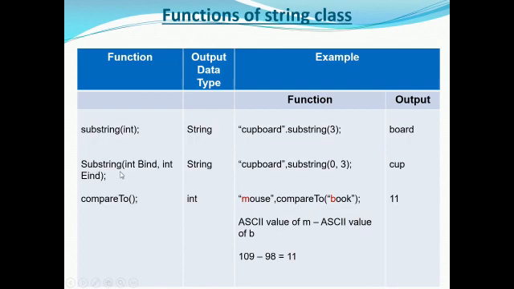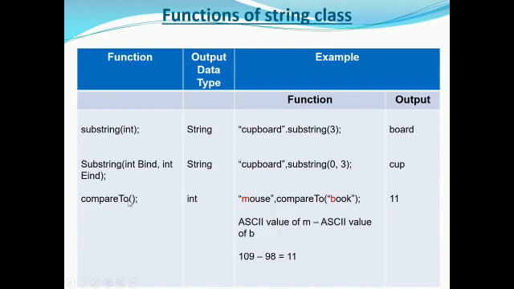Now the next function is substring with int begin, int end. The data type is string. Suppose we take the same example, cupboard. The string starts from 0 till 3. It will start from 0, 1, 2, 3, but it will take the characters from 0 to 2, not 3. We will not take the character at 3. We will take the characters till position 2. So the output will be CUP, cup.